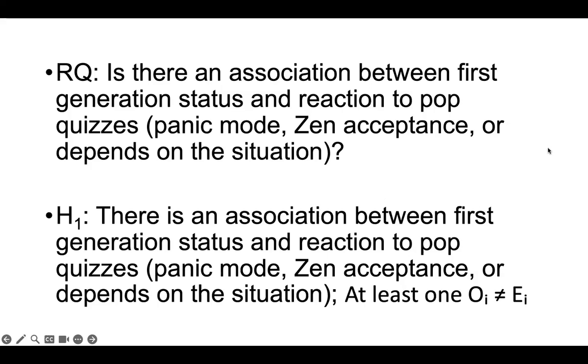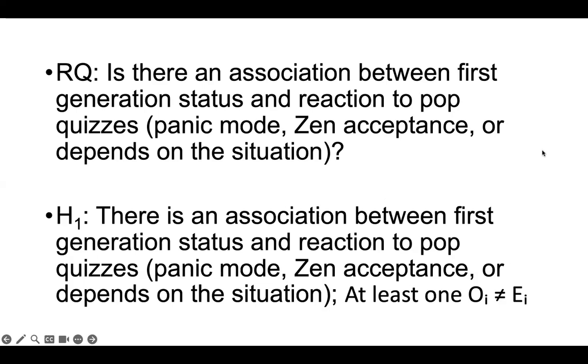So for the chi-square test for independence, we're looking at two categorical variables. And the key is that we're asking: are those variables related? So if more people who react with Zen acceptance are first generation students, for example, that would indicate a relationship or an association. If there is an association, they are not independent. So that's how those terms relate.